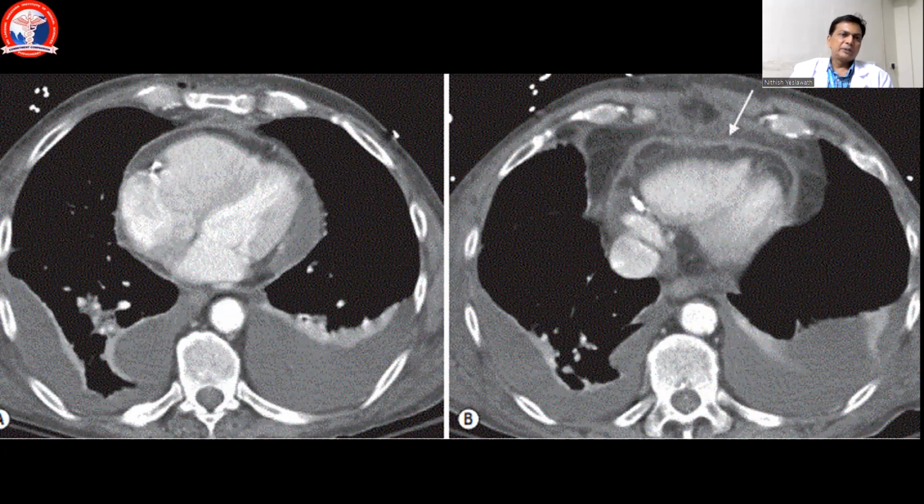Next image, what we are seeing here is the pericardium appears thick. There is a fluid collection, as well as a thick irregular nodular appearance of the pericardium. Here in the next image, showing enhancement as well. Nodularity is seen, irregularity is seen, and thickening is seen. This is due to pericardial metastasis.